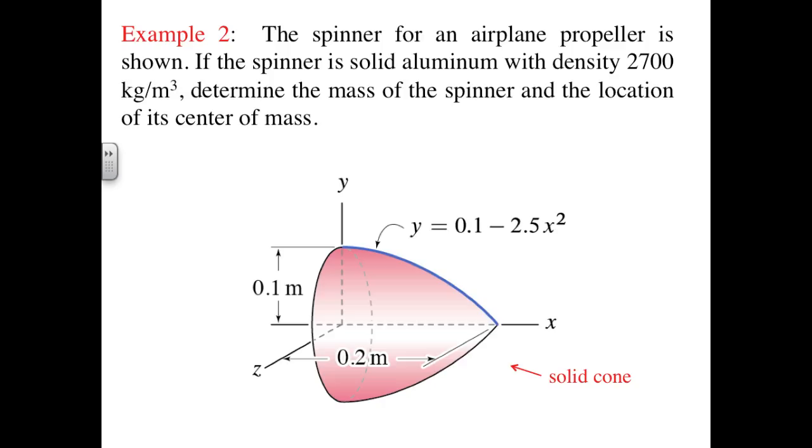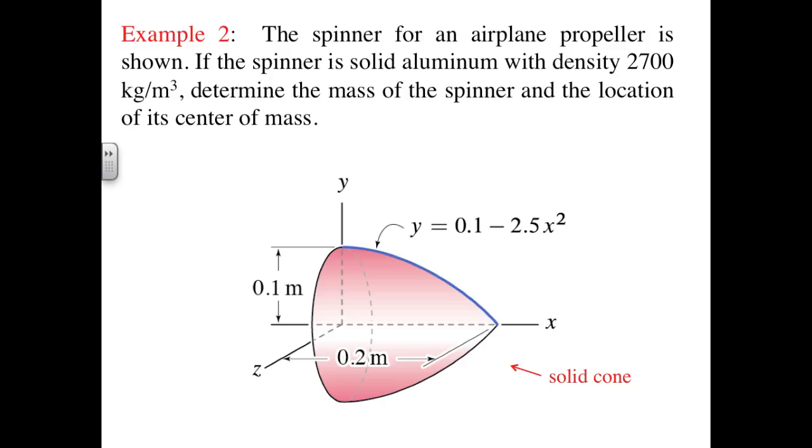So in this example, we have a spinner for an airplane propeller, which is given by this particular geometry. It's an object of revolution made by taking a parabolic shape and revolving it around the x-axis. And we'd like the mass of the spinner and the location of its center of mass. Because the density is uniform, that just means that we need to find the volume. And again, the center of shape won't be any different than the center of mass.